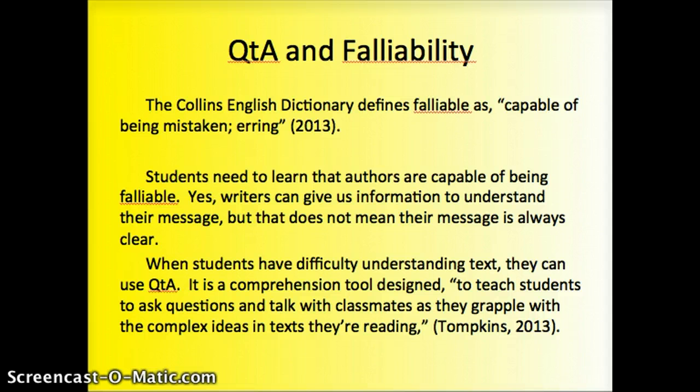But there are times when the author is mistaken, or they've made a mistake. They've not made it as clear as they need to. And teaching students that texts are fallible really helps give them confidence, and they begin to question what they read and question what the author has written, how they have phrased text. And when students have difficulty understanding text, the best way for them to understand text is to use the questioning the author strategy. Again, it's a comprehension tool, and it's designed to teach students to ask questions and talk with classmates as they grapple with the complex ideas and texts they're reading. So this is a strategy that is focused on teacher-student and student-to-student discussion.